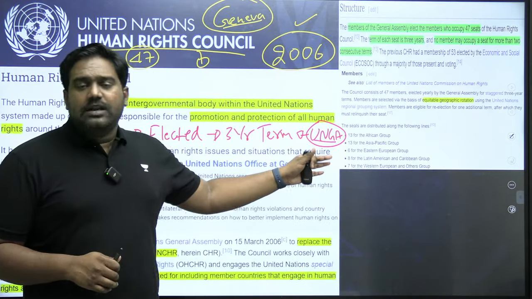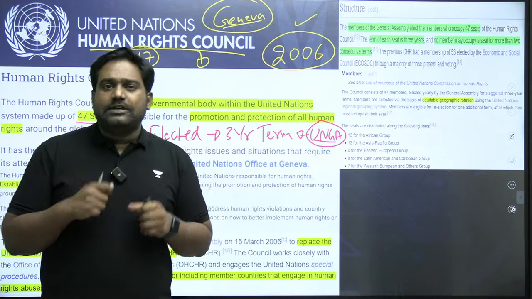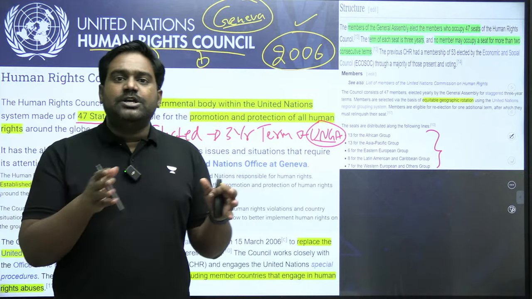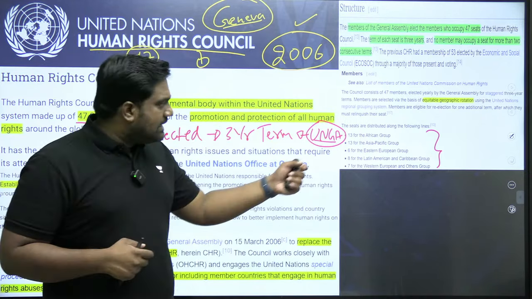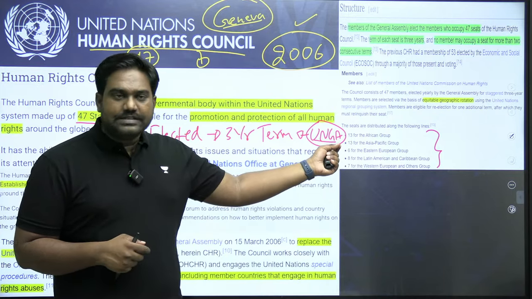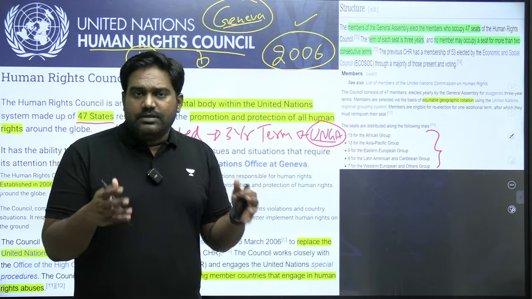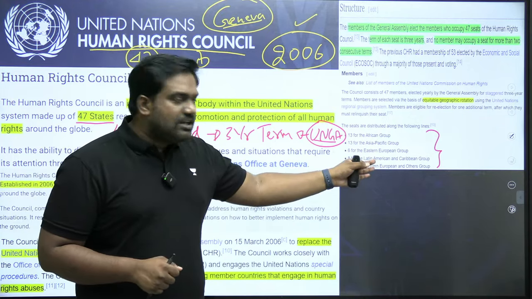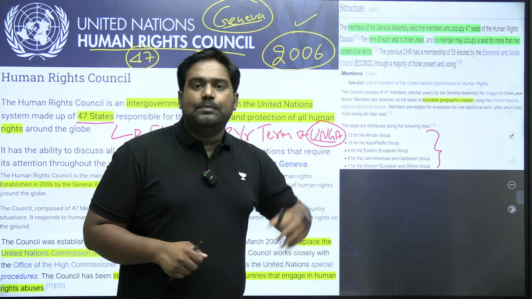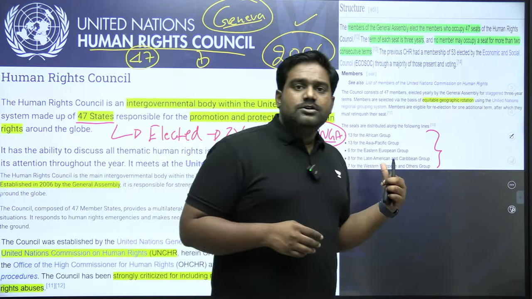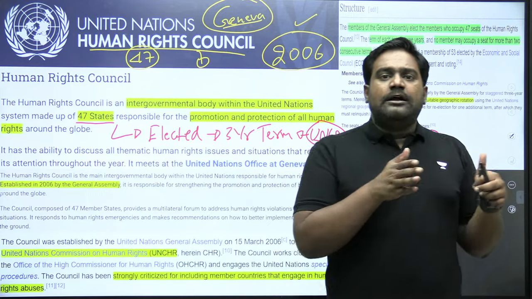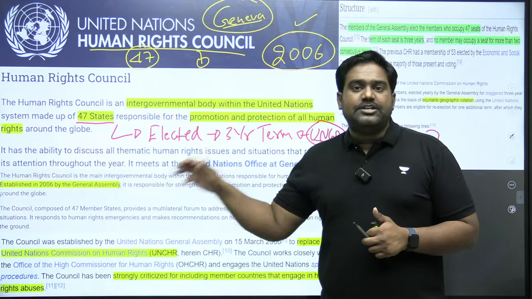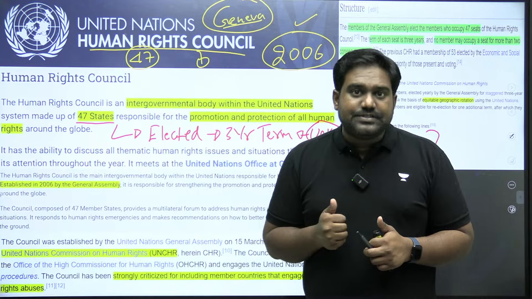So there is a geographical representation here to elect these 47 countries. There is a geographical quota to ensure that every region is represented. For example, there are 13 seats that go to African countries, another 13 seats for the Asia-Pacific group, 6 for East European countries, 8 for Latin America and the Caribbean, and 7 for European countries and the others. So as you can see, the developing and underdeveloped countries of the global south have a higher representation at UNHRC as compared to the developed Western countries.